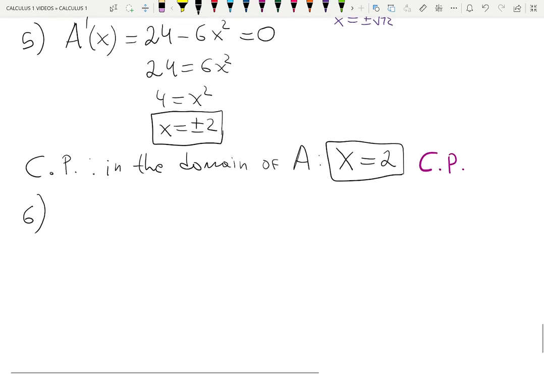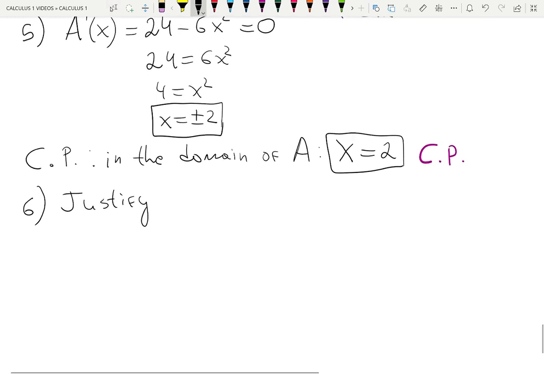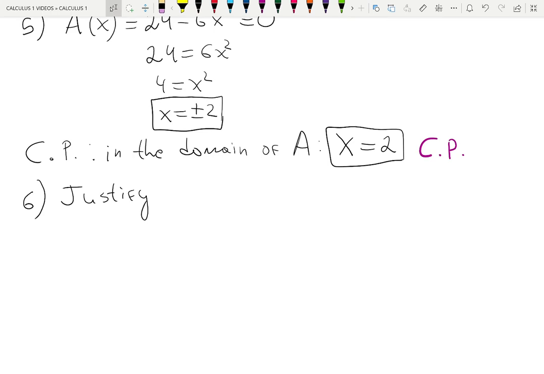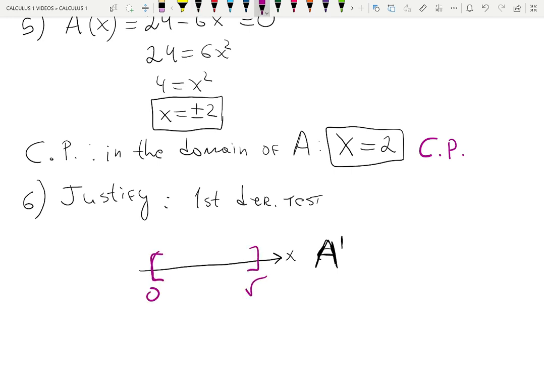Step 6 is to check or justify that this x gives us a solution, or basically the optimal area. You can use the first derivative test, sign line, or second derivative test. Well, let me do the first derivative test. I will draw the sign line for the first derivative. x are inputs. We are talking about A prime. Put the domain, so from 0 to square root of 12, and the critical point is 2.